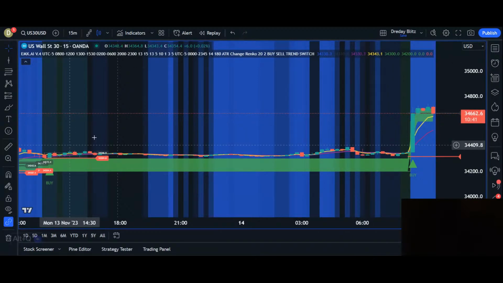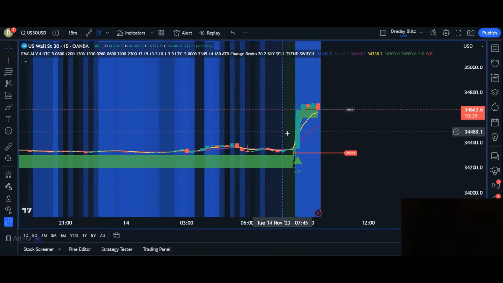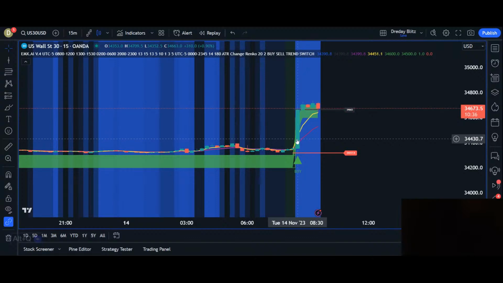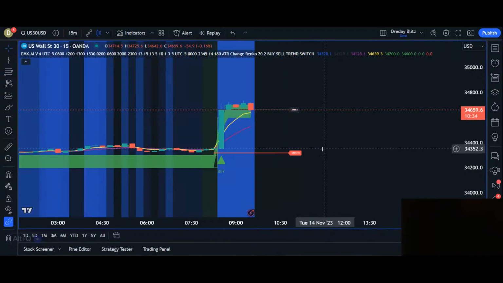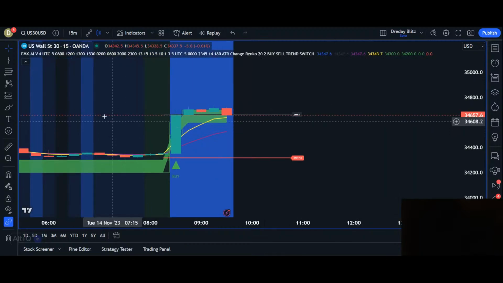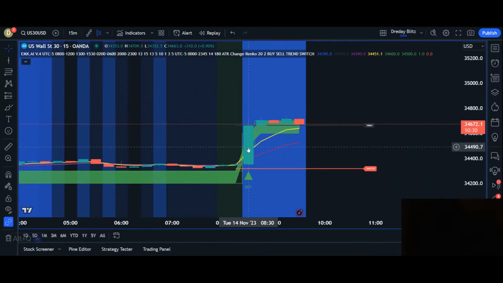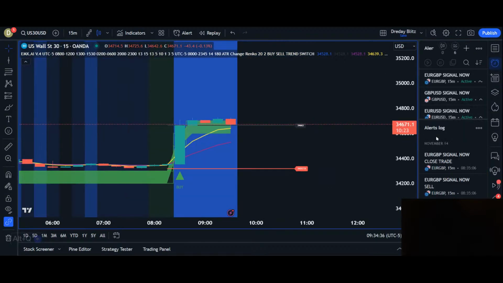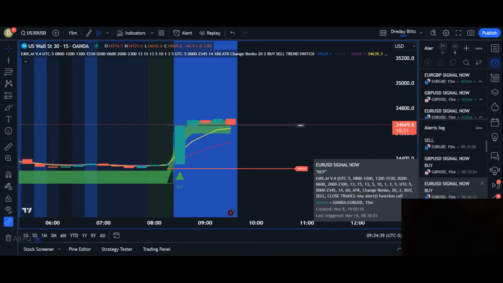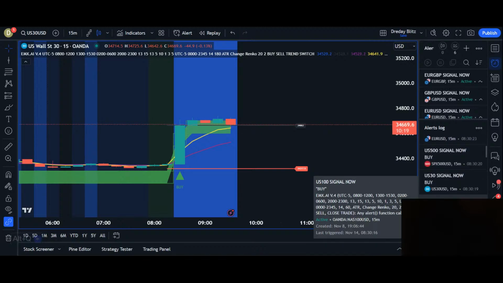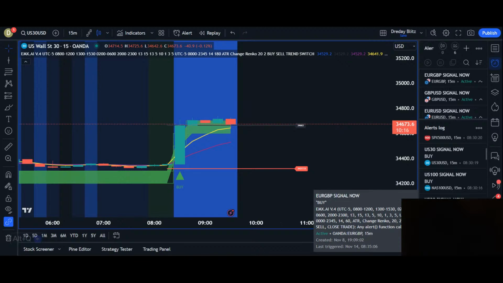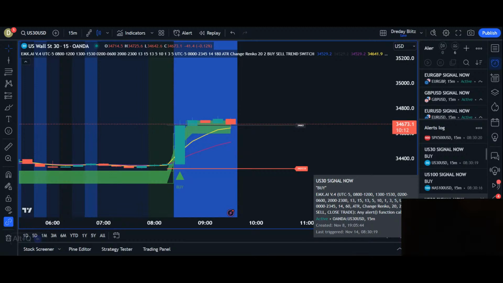So US 30, we had the CPI news at 8:30. If we look at 8:30, we did have a signal at 8:30. Let me open the signal history to see exactly when we did receive it at the exact time. So US 30.